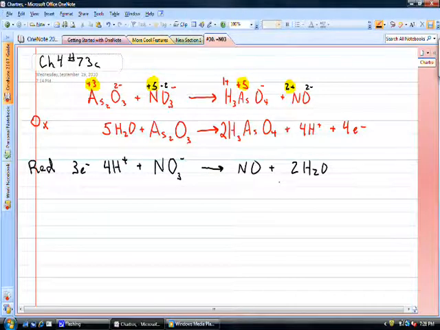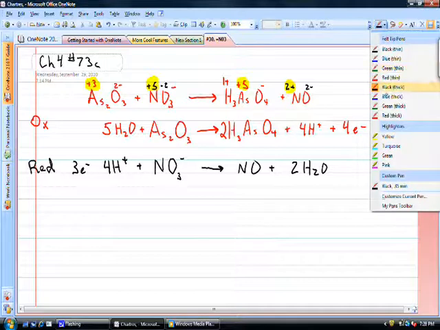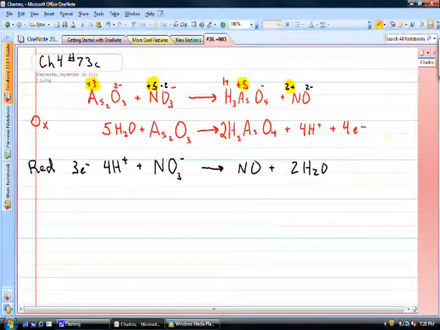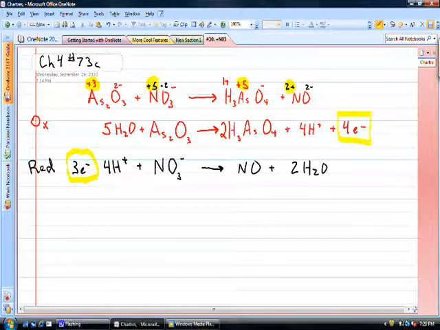the product side. Now another thing that has to be exactly the same is the number of electrons that are gained in the reduction reaction have to be exactly the same as the number of electrons that are lost in the oxidation half reaction. And we see here that that is not the case.